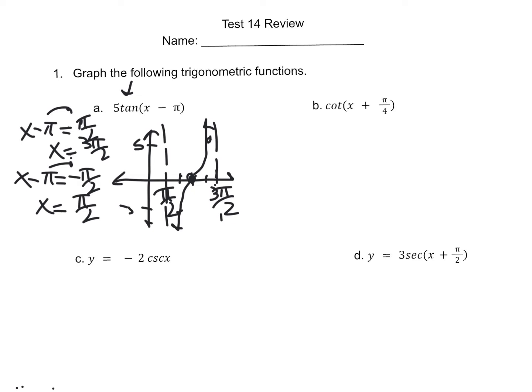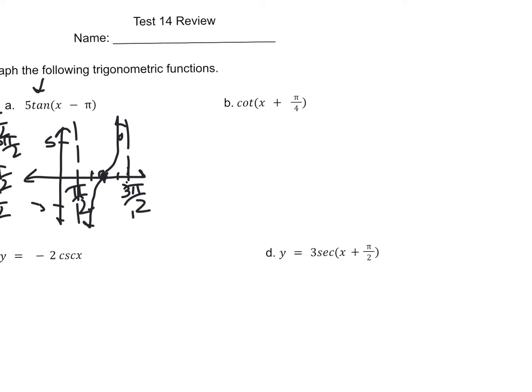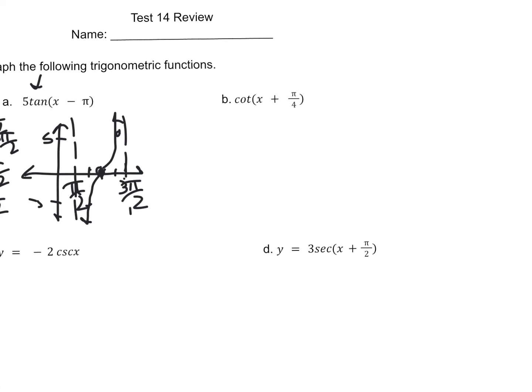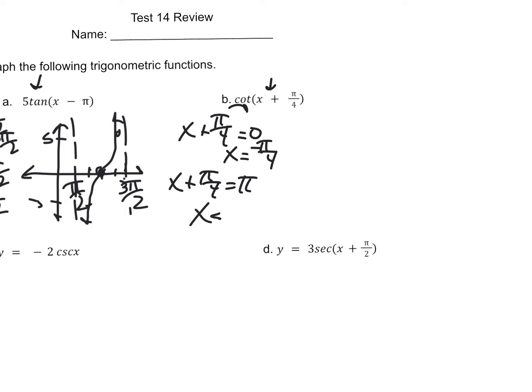All right, part B is cotangent. Cotangent, the asymptotes are usually at 0 and pi. Hope you caught that, 0 and pi. So I'm going to do the same thing I did last time. I'm going to set what's in the parentheses, the x plus pi over 4, equal to 0, and also equal to pi, because that's where the asymptotes are usually. If I move that over there, it becomes negative pi over 4, which is not a surprise because the plus pi over 4 inside shifts everything left pi over 4. And over here, if I move the pi over 4 over, I'm going to get 3 pi over 4.